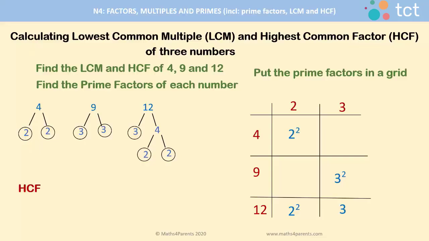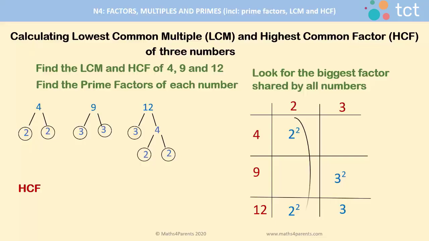To find the highest common factor, we're looking for the biggest factor shared by all the numbers. What you'll notice here is there isn't one in the grid shared by all the numbers. 2 is shared by 4 and 12, but not 9. 3 is shared by 9 and 12, but not 4. If this happens, your highest common factor for all those numbers is 1.